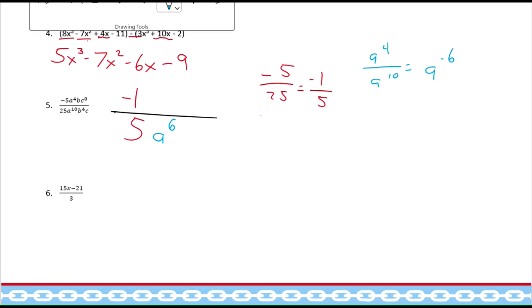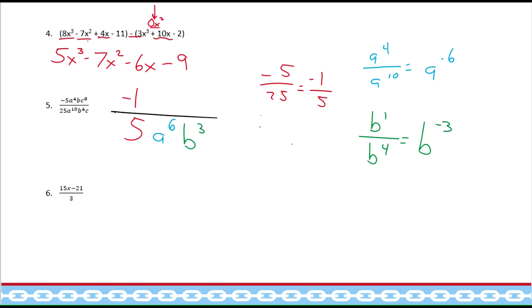For b, I'm going to have b over b to the 4th. So the 1 minus 4 is going to give me b to the negative 3. So that b is going to go below the fraction bar as well. B to the 3rd below the fraction bar. And for c, c to the 8 over c, which would really be c to the 1, gives me c to the 7. Right, so there is my answer. I don't really need the 1 in the numerator. I do need the negative, though.